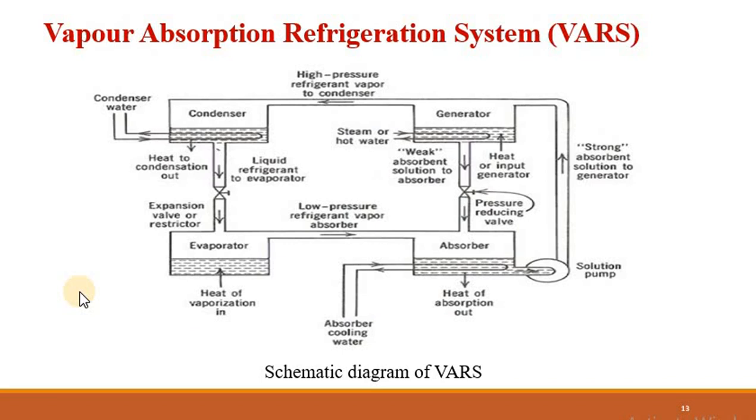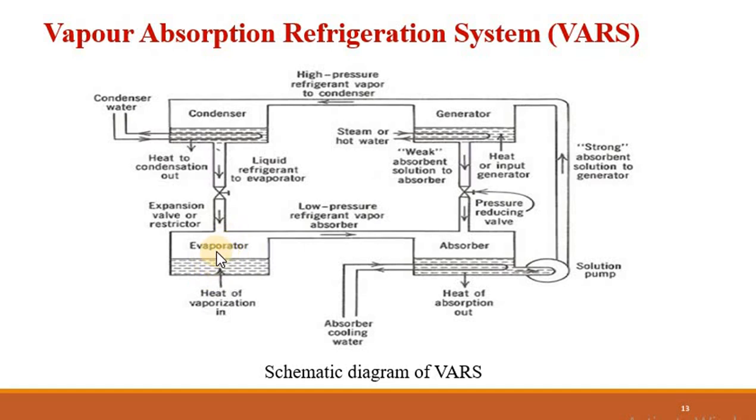So this is the vapor absorption refrigeration system, in which the three components other than the compressor are the same: condenser, expansion valve and evaporator, while the compressor is replaced by this whole bigger arrangement. So what is this arrangement? First we look at this. There are four components. First is the absorber, then the solution pump, then the generator, and this is the pressure reducing valve. So how does it work?